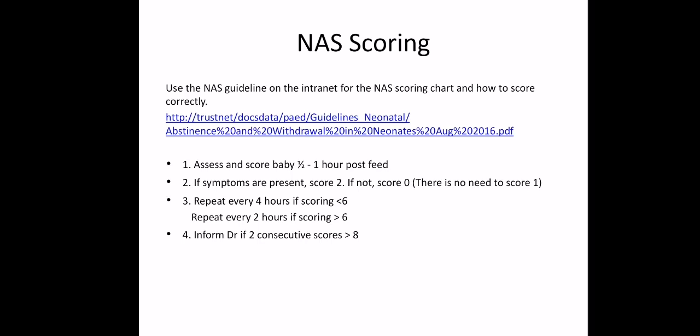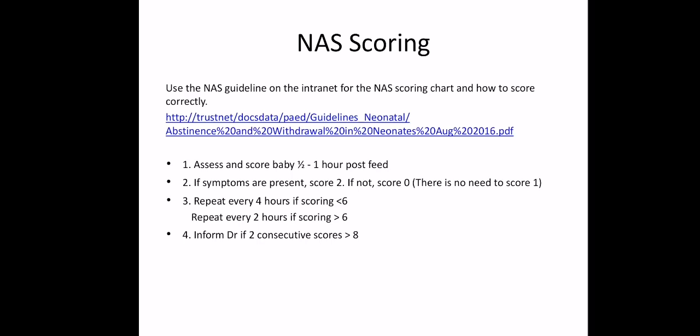If you feel that the baby's a little bit jittery, then you would score 2, because it's just one or the other. You repeat the observations every 4 hours if the baby's scoring less than 6. And then you repeat every 2 hours if the baby starts scoring more than 6. This is because it shows that the baby is really starting to show signs of withdrawing, and you want to keep a closer eye on them. And then inform the doctor if there are 2 consecutive scores of 8 or more. This is because the baby may need to be reviewed, and we may need to start considering whether to give this baby oromorph, so oral morphine.